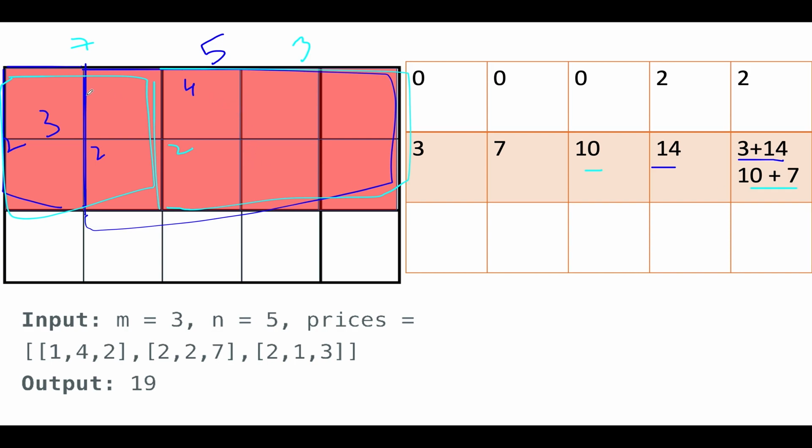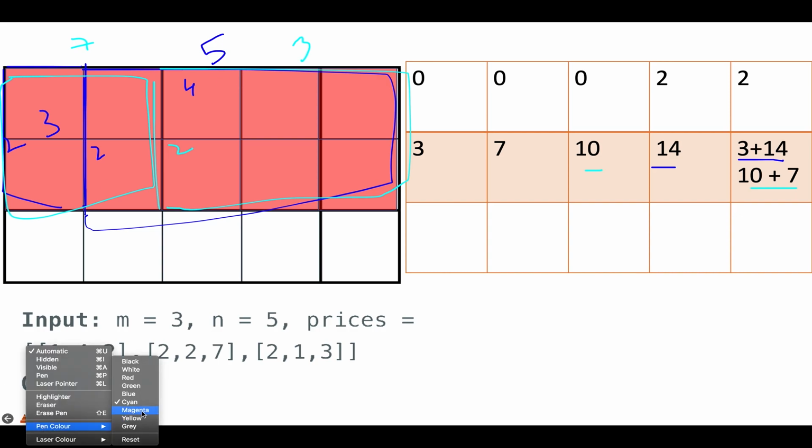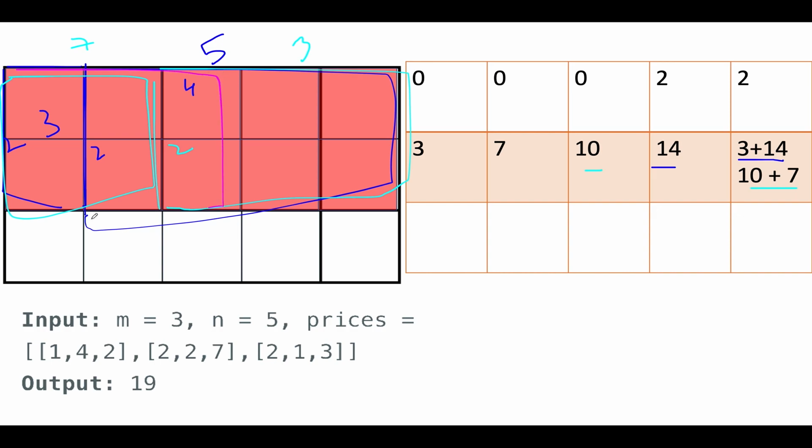Let's proceed ahead. Again we will go for the vertical division, and you will see that the dimension generated is already computed. It is 2 into 3, and the cost is 10, and the next dimension that gets generated is 2 into 2. The cost is 7 units. So again it's going to be 17 itself.